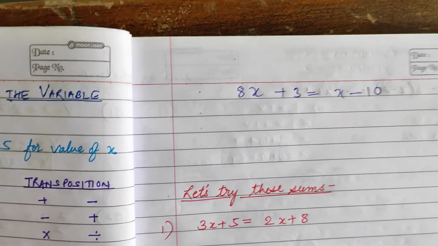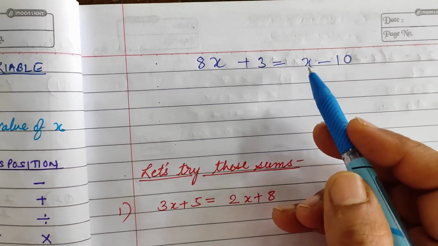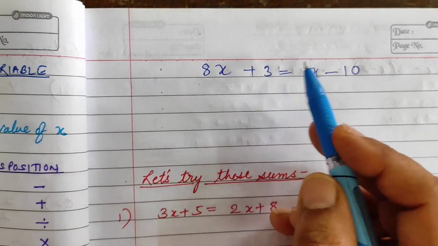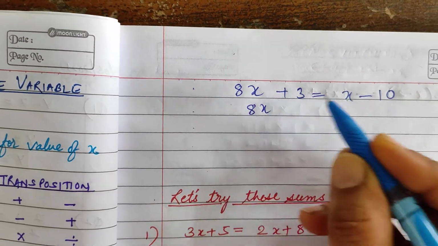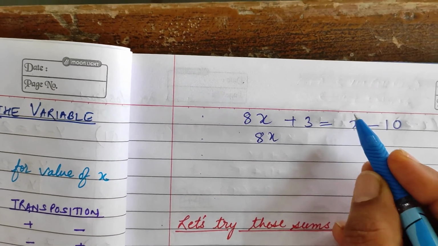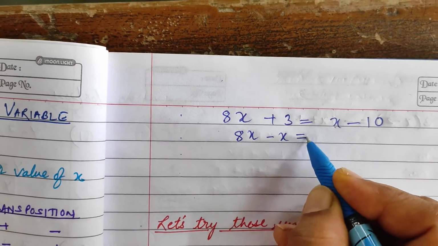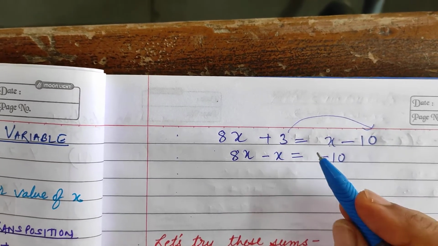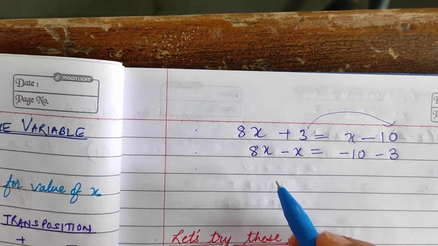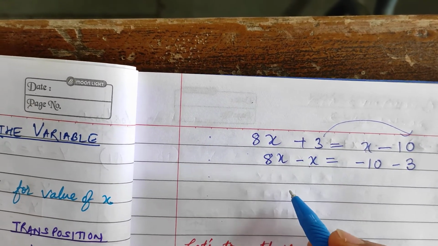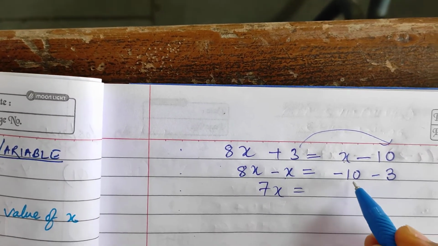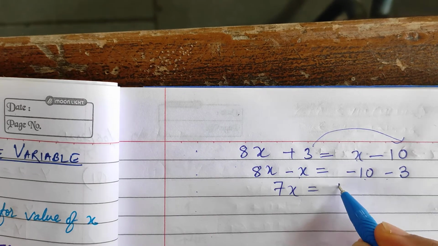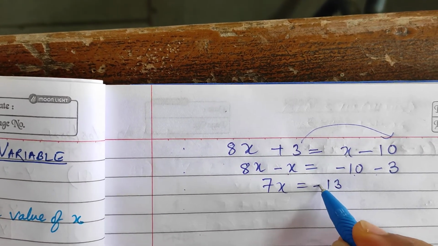Now it is a simple equation, we are solving it. The same rule we are going to apply: variables on one side and constants on the other side. So 8x, this is plus x. When we are transposing it, it will become minus x, and equals minus 10 stays in its own place, and plus 3 will come on this side and become minus 3. So 8x minus x means 1x, so it will become 7x, and minus 10 minus 3. Same signs get added. Minus minus becomes plus. So 10 plus 3 is 13 with the sign of the bigger number.